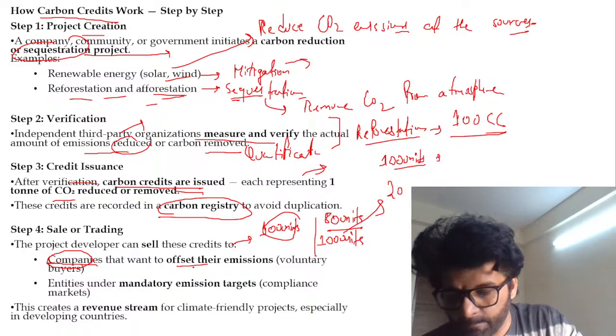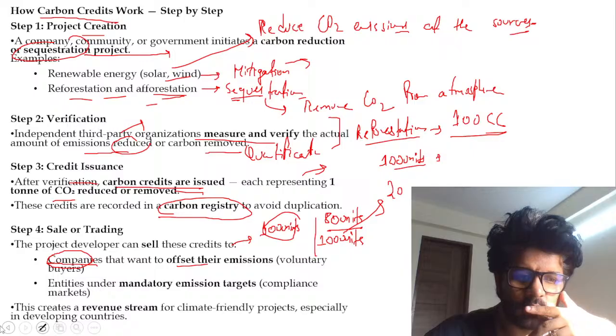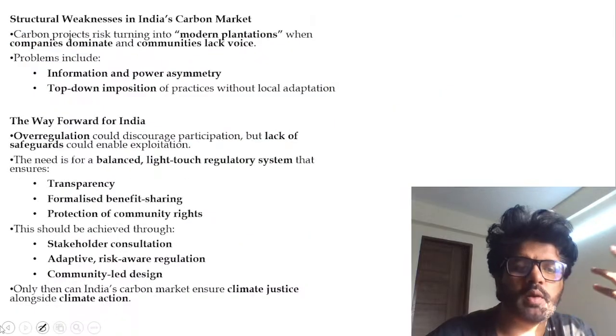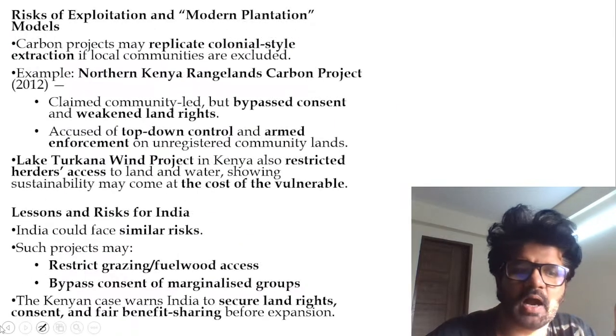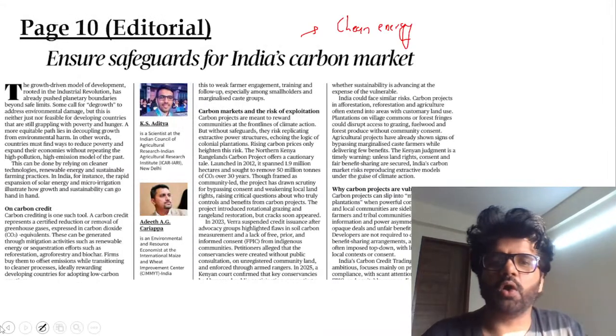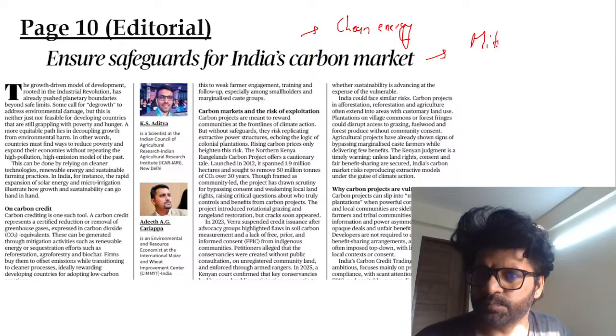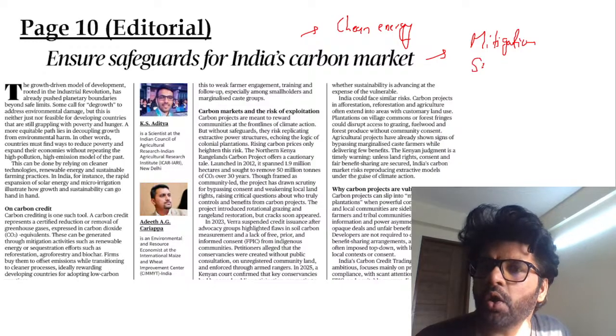Hope you understood some part of it. This is again a tricky area, and you will understand what these things are once you read more and more about it. So now let's go into this article. This article is talking about what we understood: how carbon credit works, and what mitigation and sequestration projects are. You do solar energy, wind energy, or afforestation, reforestation, sequestration.